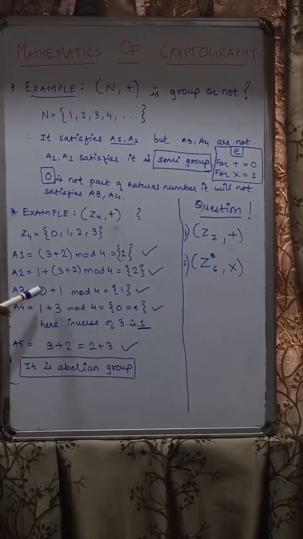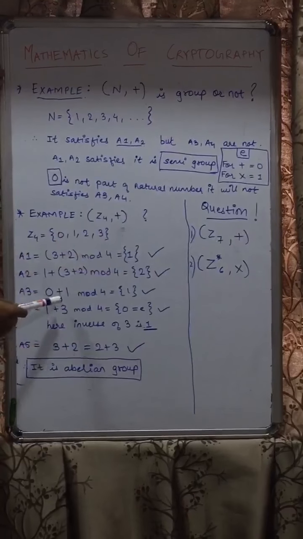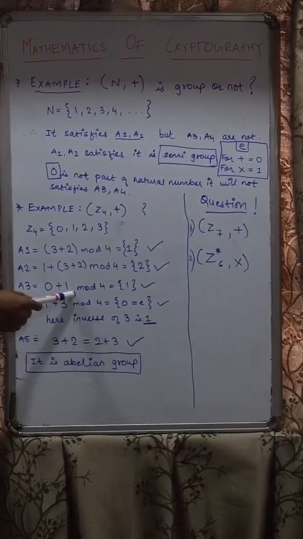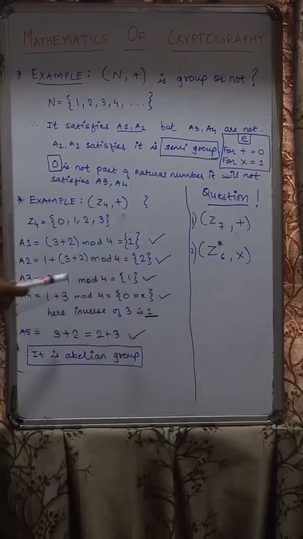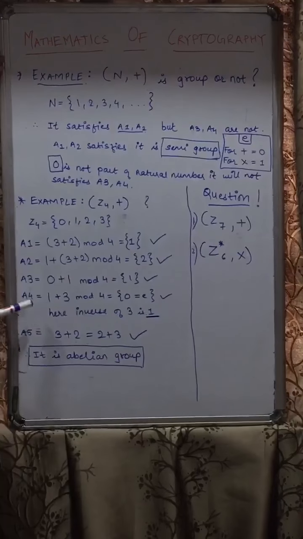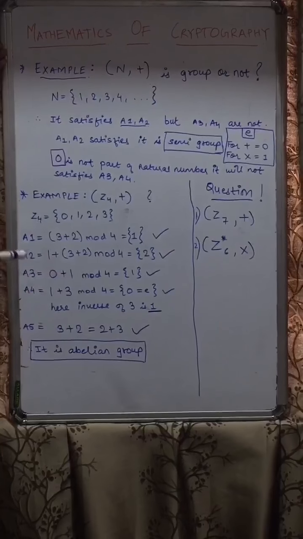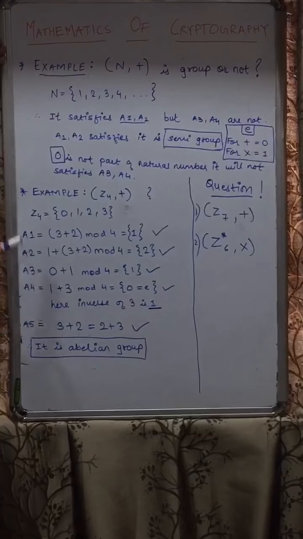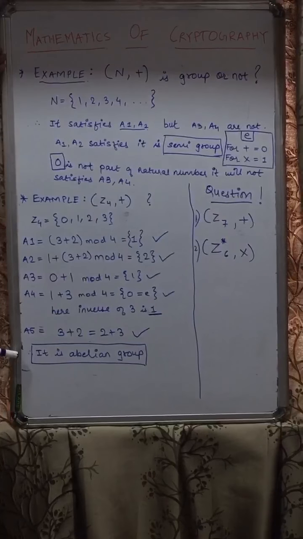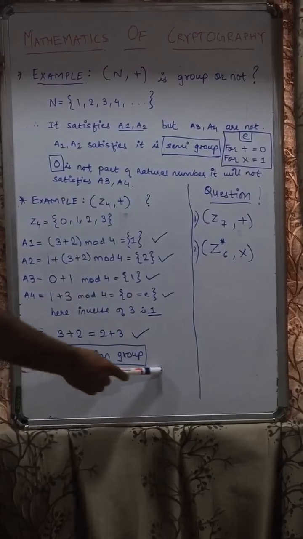Now A3. For A3 we have the identity element, and as it is addition, we will have 0. So 0 plus 1 mod 4 gives us 1, and as 0 is included in our domain, it also satisfies. Similarly, A4 also satisfies and A5 also satisfies. As I taught you earlier, if all the properties A1, A2, A3, A4 and A5 are satisfied, then this particular group is known as an Abelian group.